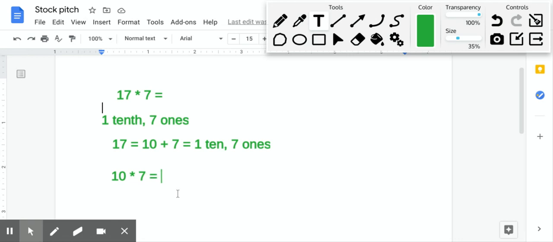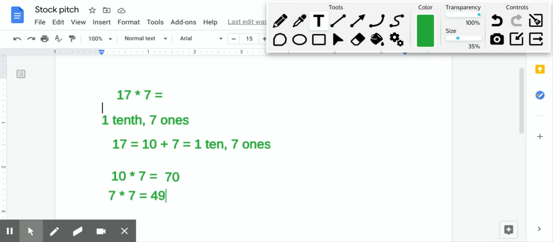And for those of you who don't know, you can just take the first digit, which is 1. You can multiply that by 7 and add the number of zeros that's there. In this case, the equation has only 1 zero, so we'd only add 1 zero to it. So that's how you would get a 70. But we are not done yet. We still need to add on the ones that we have. So we have 7 ones. So we would just multiply 7 by 7. And 7 times 7 is 49.